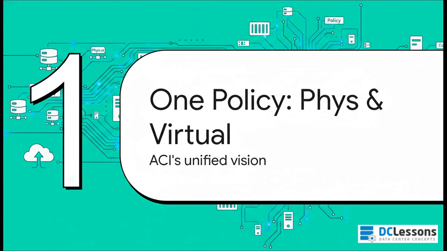So let's kick things off with the fundamental promise of ACI. The whole goal here is to build one single intelligent network fabric that looks at every application endpoint the exact same way. It doesn't matter if it's a physical server or a virtual machine. From a policy point of view, that boundary between them just completely dissolves.